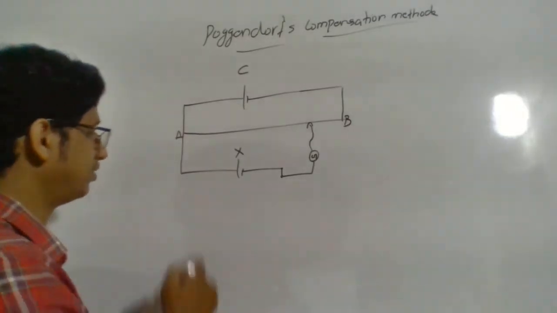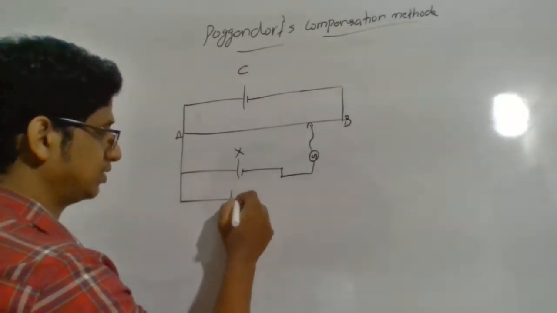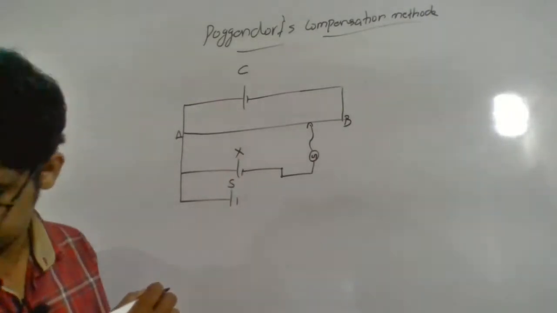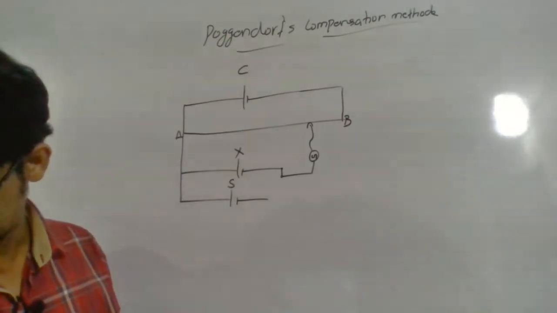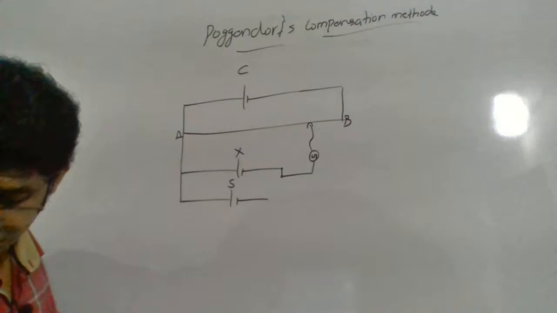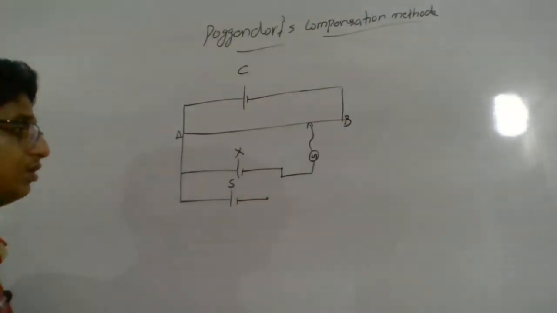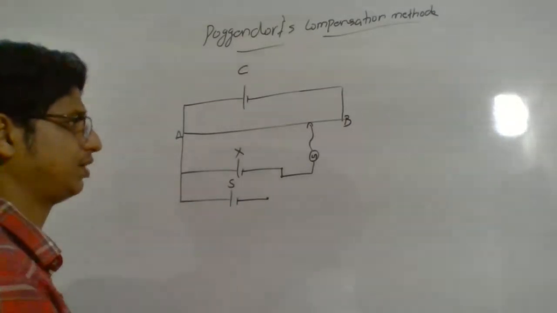And one more thing: there is a standard cell also. We represent it as S. A standard cell is also there. So this is the experimental setup for this Poggendorf compensation method. It's a potentiometric method.